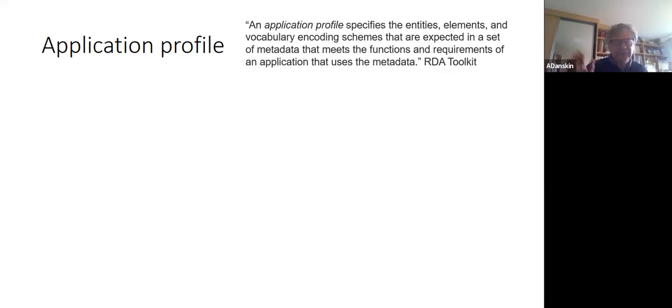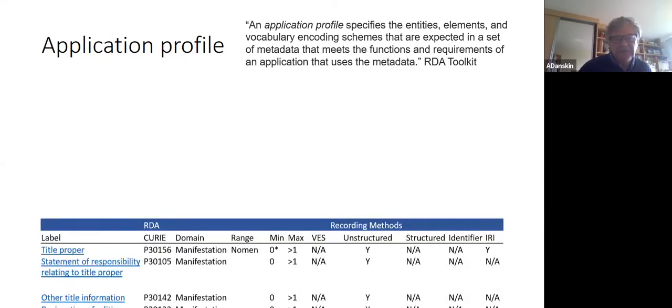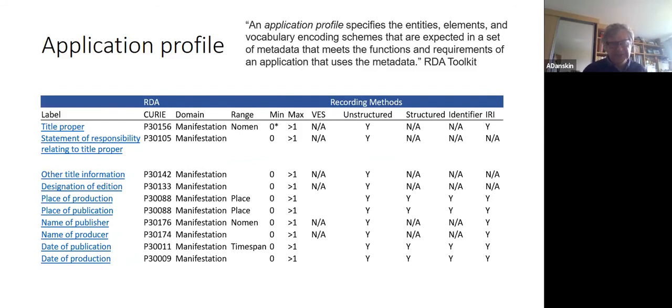So I think some of this will be familiar from the previous presentation, so I won't spend as much time on it. Those of you who attended the previous presentation will have just seen this illustration of what an application profile might look like. This would be the RDA components, which might be derived from the RDA registry or toolkit ultimately, which set out basically the attributes of the different metadata elements within RDA, including domain, range, whether there's a vocabulary scheme associated with them, and the types of recording methods that can be used with that particular element.